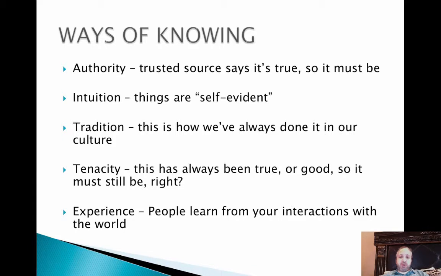Intuition, that's another way we know things. Sometimes things are just self-evident. Tradition: we've always done things this way, and therefore this must be the way to do it. Tenacity: this has always been true, or it's always been good. But we have to ask, is it still good? Is it still true? Things change. So these are different ways that people know.